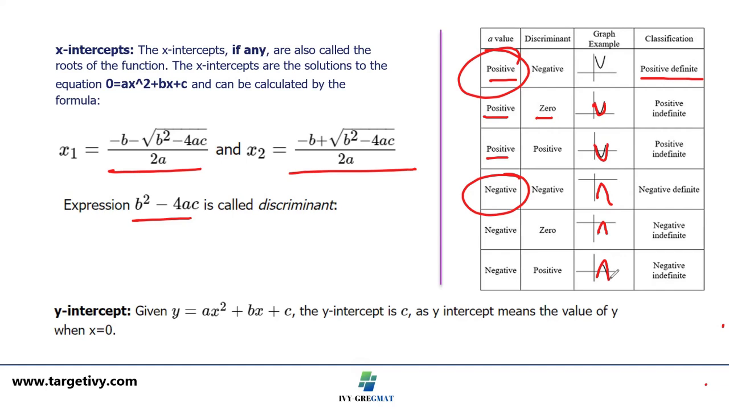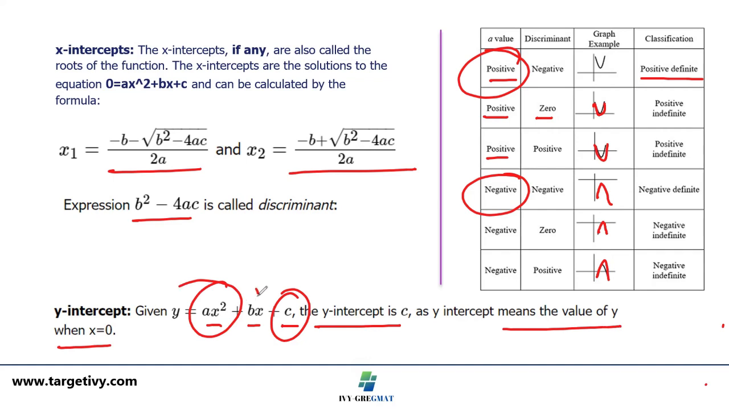The y-intercept here, with y equal to ax square plus bx plus c, is c. The y-intercept means the value of y when x is 0. So if x becomes 0, then y becomes c. Clear?